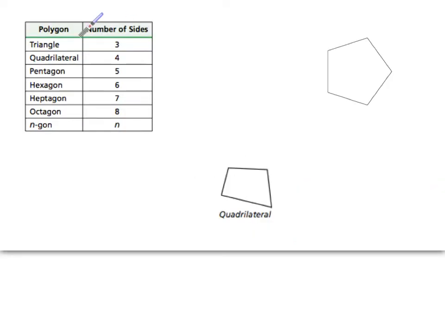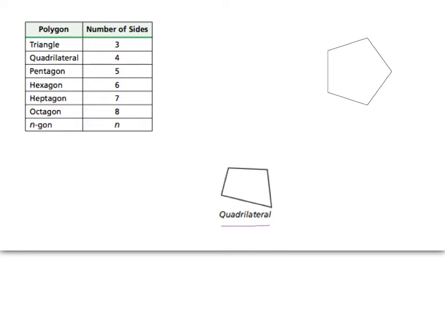So we look at this table. This is a very good example of different types of polygons. You can see that we have a triangle here, and that's with 3 sides. A quadrilateral has 4 sides. Pentagon has 5, hexagon has 6, heptagon has 7, octagon has 8, and anything greater than 8 we call an n-gon, which just symbolizes that it has more than 8 sides. So if we look here, we can have some examples.